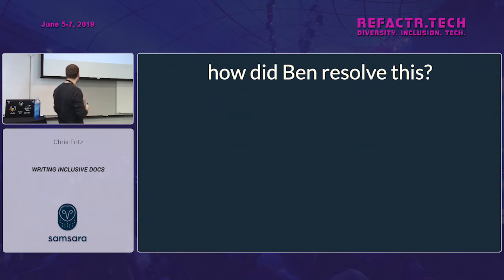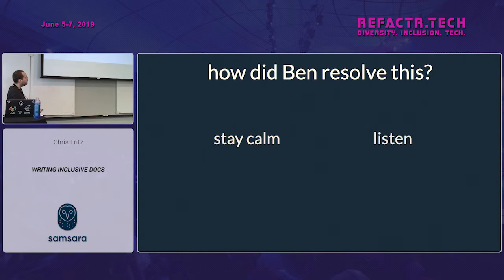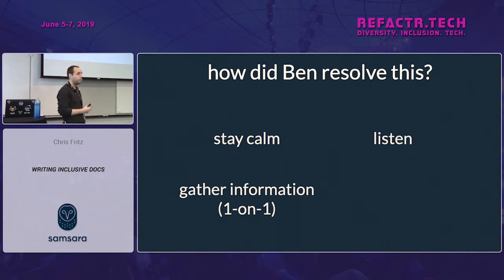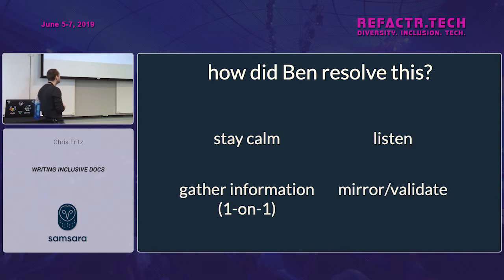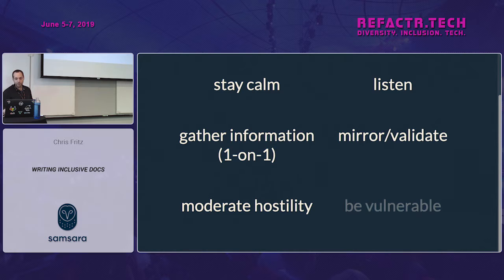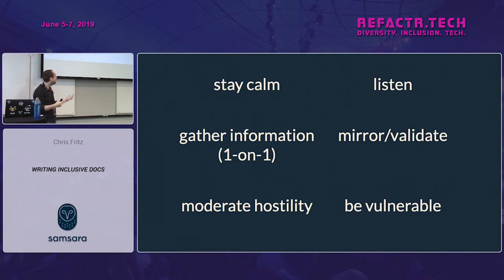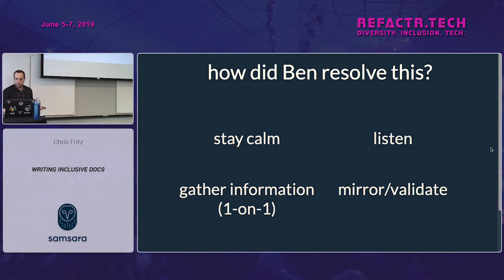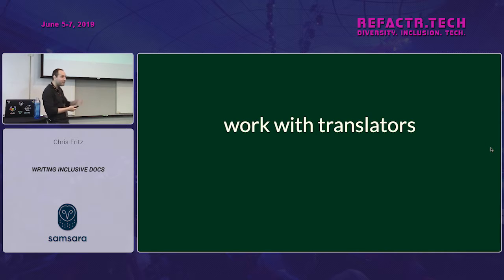And Ben, another member, Ben Hong, another member of our community who maintains that Vue events page, handled this by staying calm. He didn't jump to getting defensive. He listened to everyone. He gathered information one-on-one with people so they'd feel more comfortable. They're not, like, on stage. Mirrored and validated. Moderated hostility. And he was vulnerable. He admitted that, like, I'm not sure what the right way to solve this is. Like, what can we do? What would be a good compromise for you? And he found a solution that everybody seems to be only slightly annoyed with, which is the best that we could do. And he managed that in less than a day.